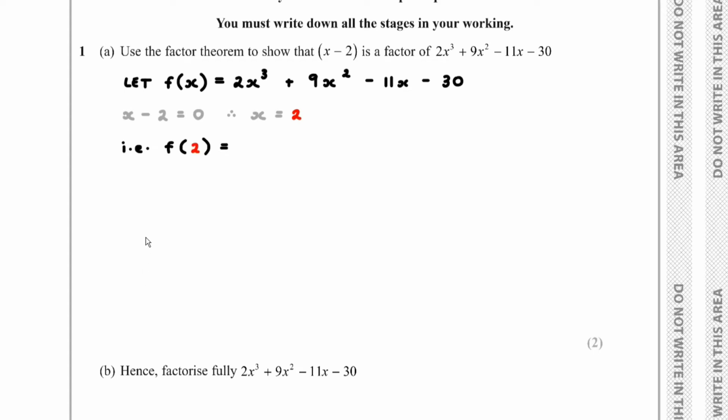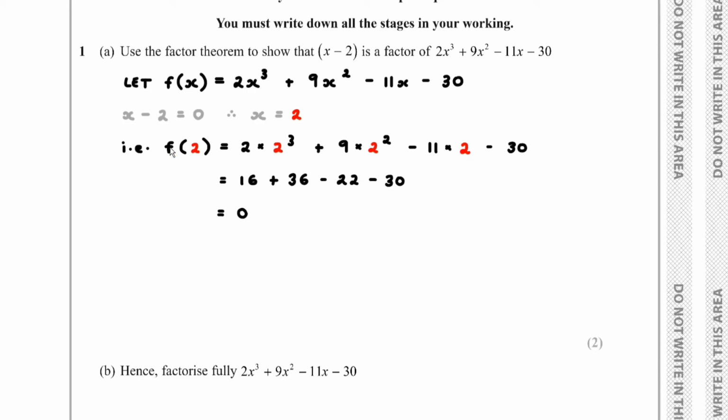So f of 2, that's equal to 2 multiplied by 2 cubed plus 9 multiplied by 2 squared subtract 11 multiplied by 2 subtract 30. So we have 16 plus 36 subtract 22 subtract 30, which is equal to 0. Because f of 2 is equal to 0, we can therefore conclude x subtract 2 is a factor of f of x.